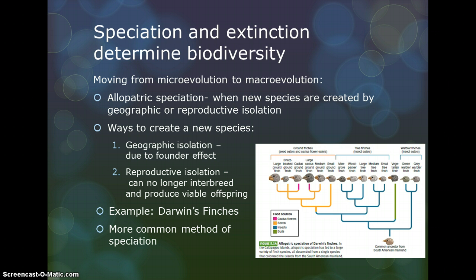If you have a storm that moves aquatic organisms to a new area, that would also be an example of geographic isolation. So again, we have a larger population that is getting split apart.